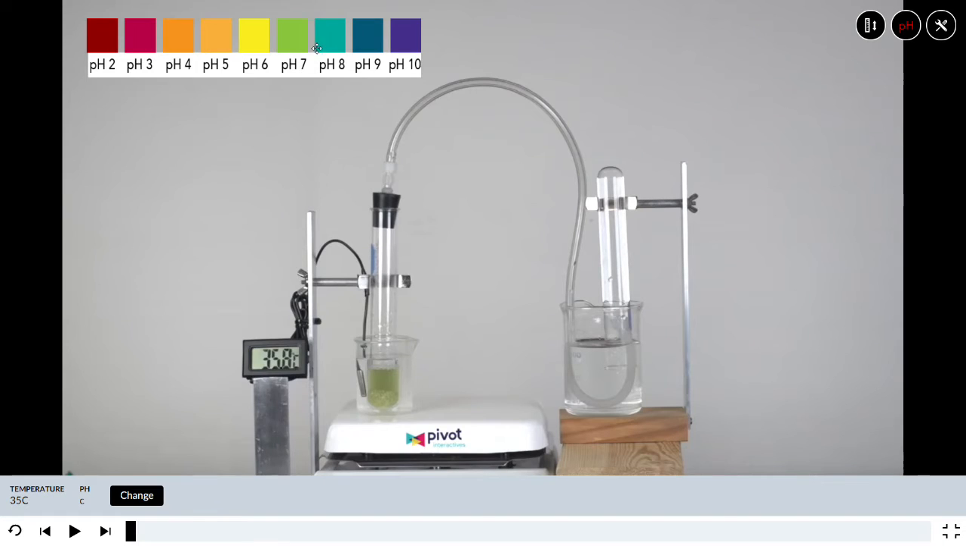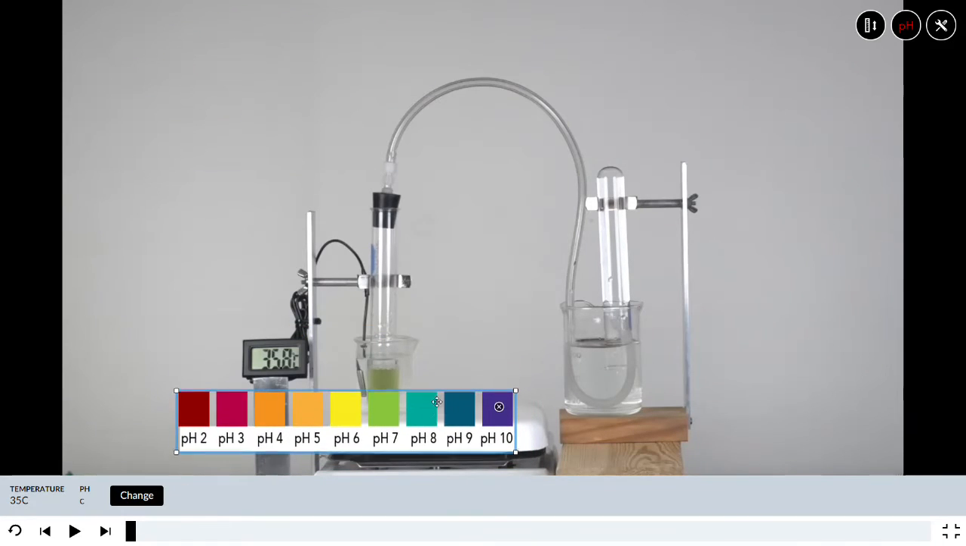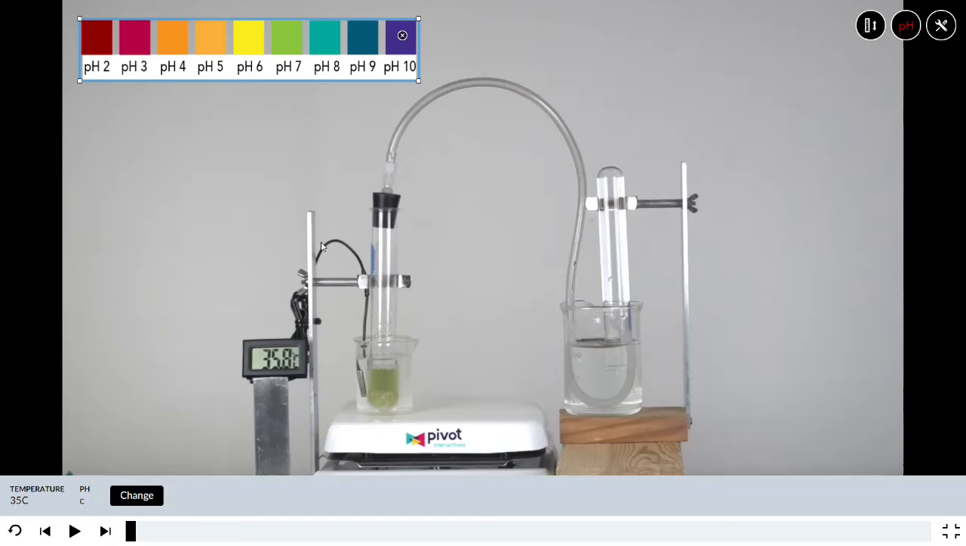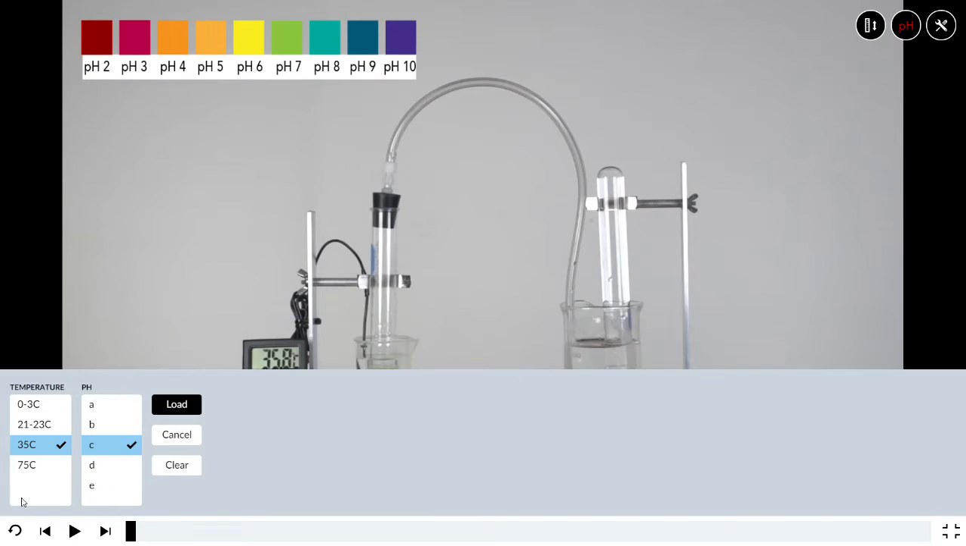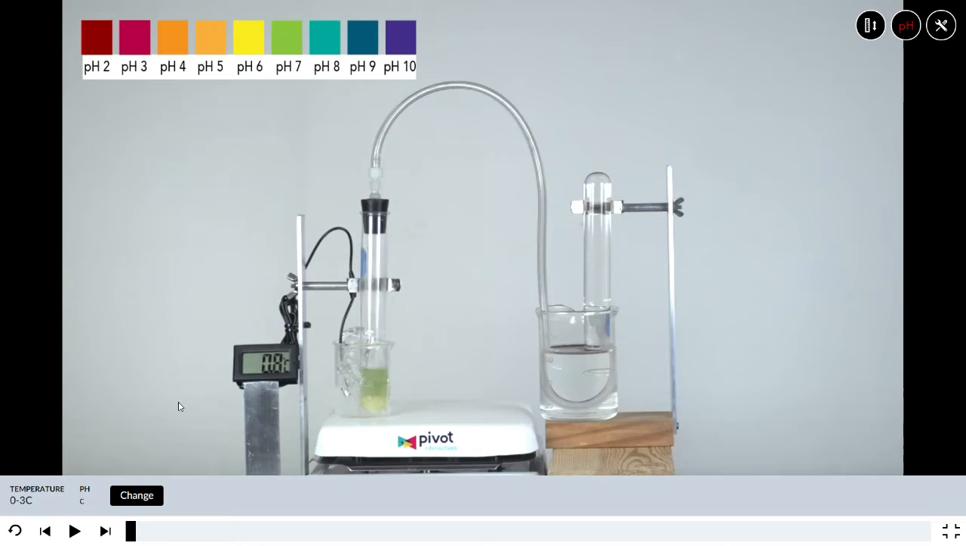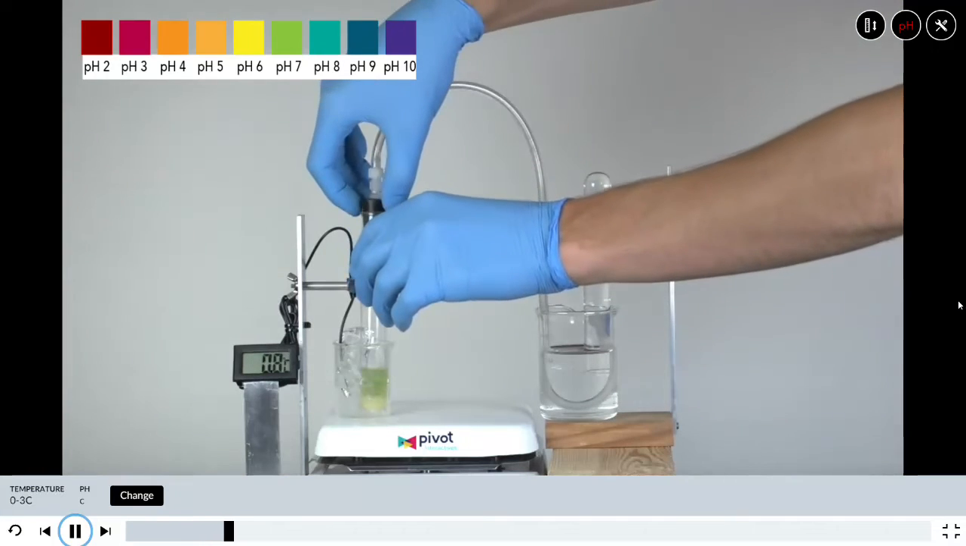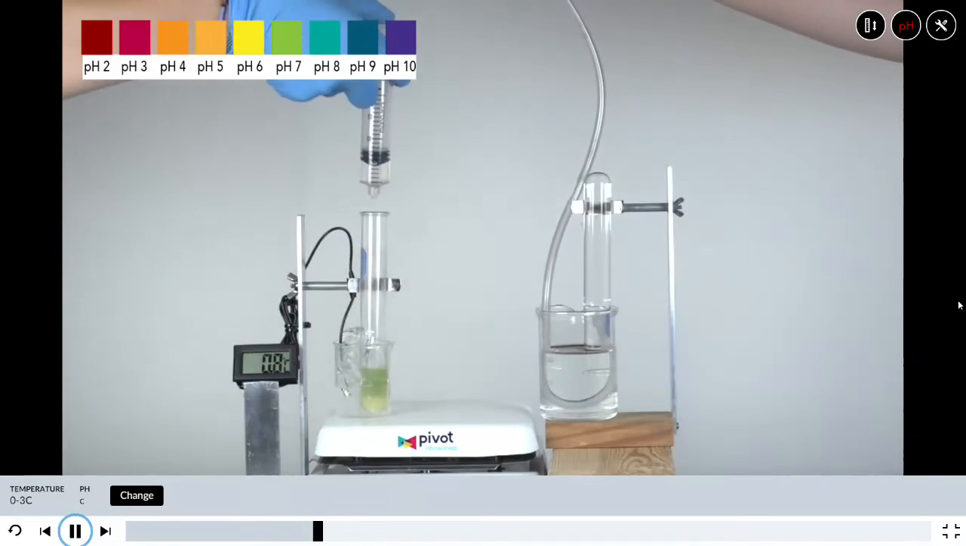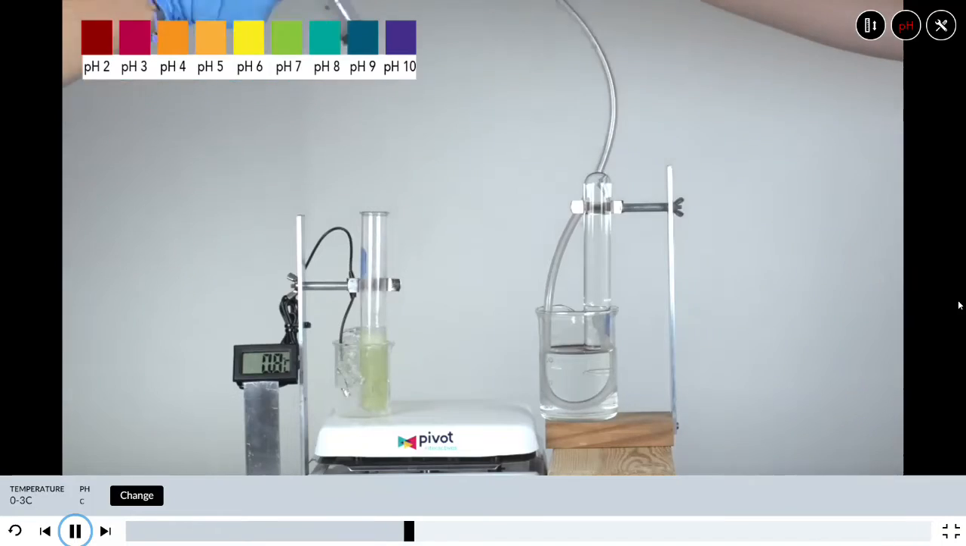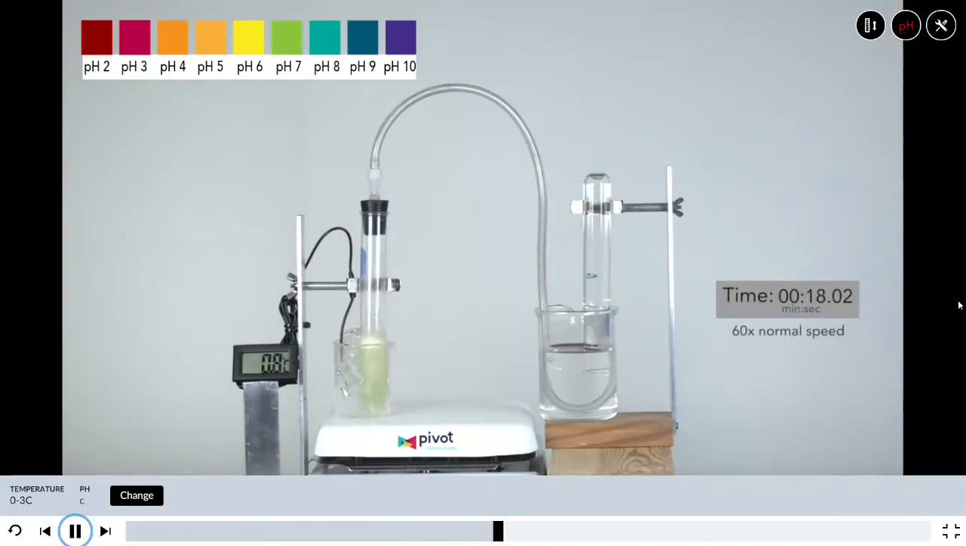So here we have somewhat of a green color that matches up with pH 7, and then they can go ahead and try different temperatures. So the temperature is controlled over here also. They would start with the cold temperature, load that in, and then run the experiment. It's a very brief video that it only takes maybe about 15 seconds, so it's not too time consuming.